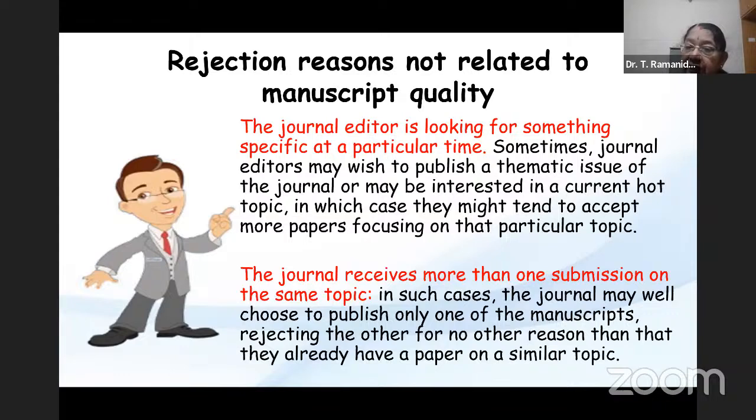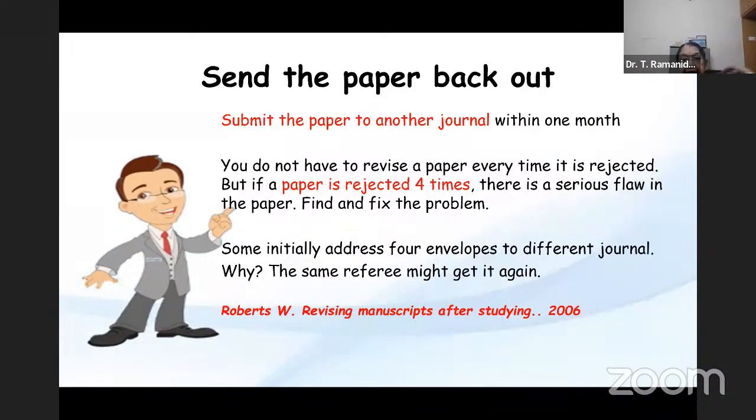So then the journal editor is looking for something specific at that particular time. And sometimes the journal editors may wish to publish a thematic issue. For example, if that particular journal issue is only on fibroids, the articles on fibroids may be accepted earlier than the other articles. Journals receive more than one submission on the same topic, which I have already explained.